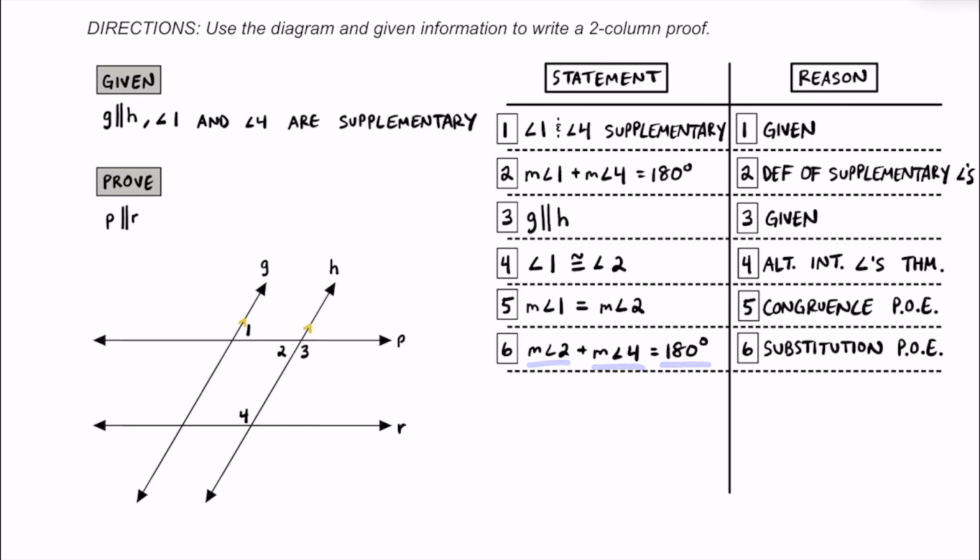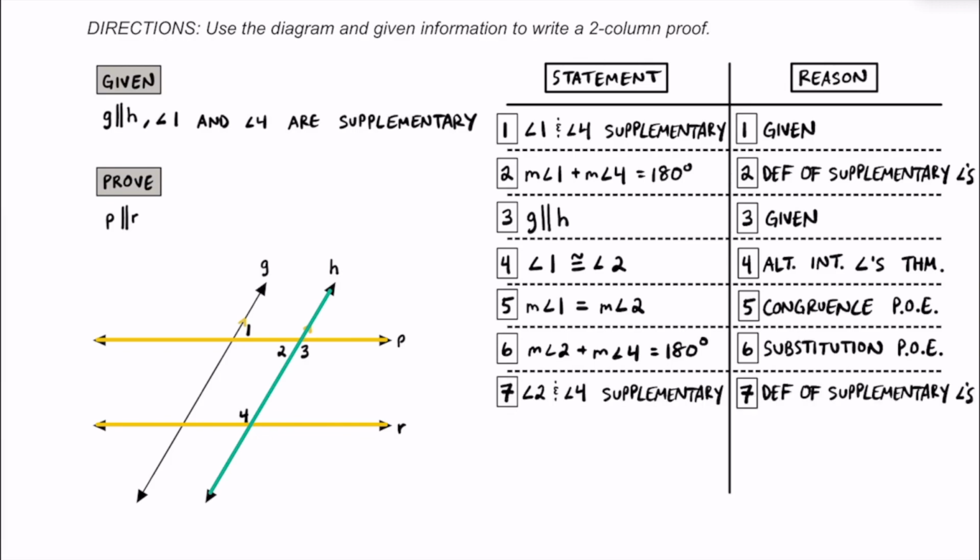And if we notice here, angle 2 and angle 4 are going to be between lines P and R. So if we look at lines P and R, and focus in on H being the transversal, we can see that angle 2 and angle 4 are consecutive interior angles. Now if we know that angle 2 and angle 4 add up to 180 degrees, we should be able to say that they are supplementary. We can say this by the definition of supplementary angles.